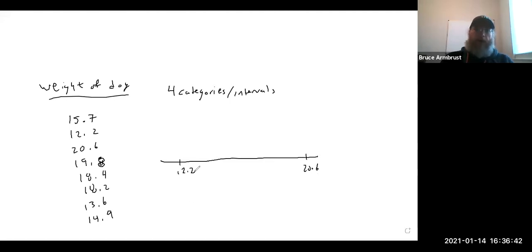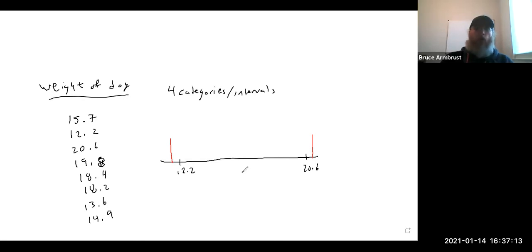All right, now here's the thing about our intervals. For our bars on the histogram, they have to extend beyond 12.2 and 20.6. So the very first bar we see needs to actually be out here with its edge. And there has to be one that's slightly bigger than 20.6 so that all of our data is actually in the boxes.